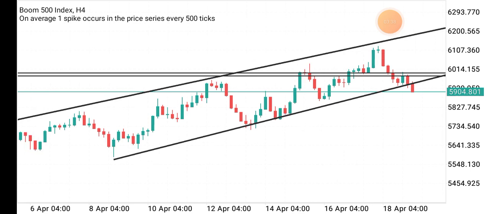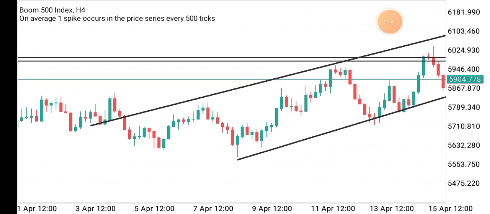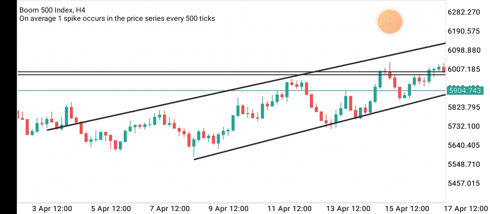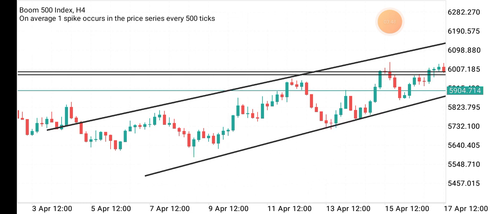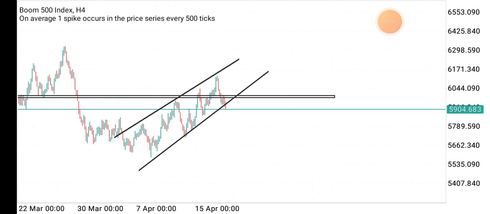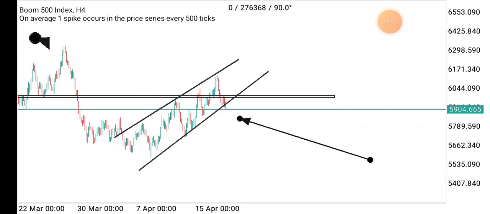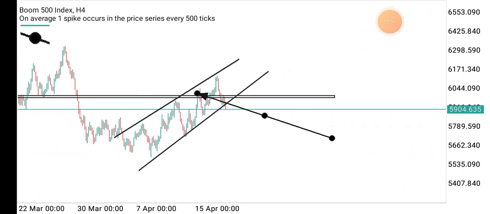All right, so you can see on the 4 hourly time frame, this is the structure we have. The market was creating a series of higher highs and higher lows on this 4 hourly time frame, and you can see it right here. So this confirms the bullish movement of the market: higher highs and higher lows.